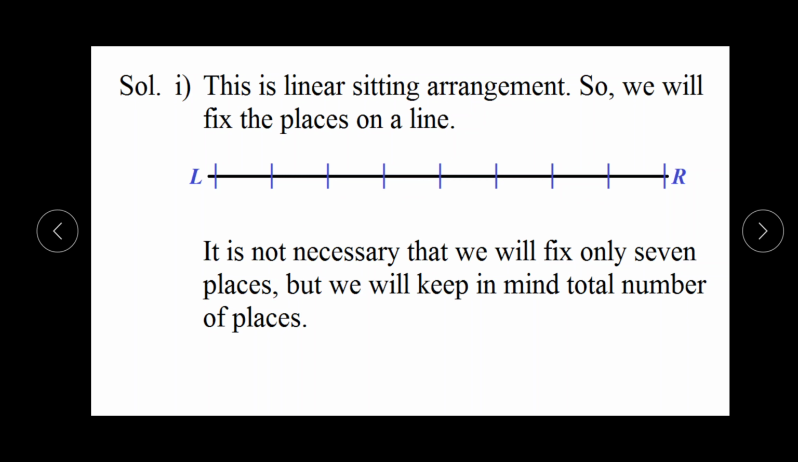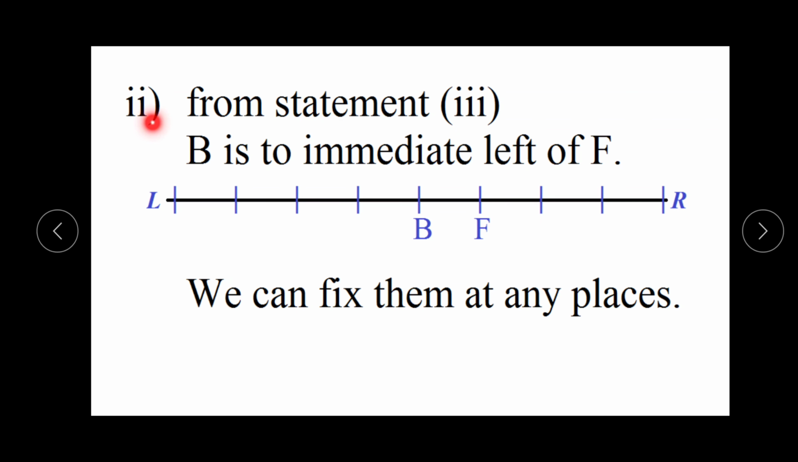There are 7 singers, but in a linear arrangement, on the line, we will fix the positions. It is not necessary that we fix only 7 positions. It can be more than 7 positions, but we will keep in mind that we will use only 7 places. Sometimes we fix only 7 positions on the line, and many times the positions are not correct according to us. If we do like this, it consumes time, and we do not want to waste our time.